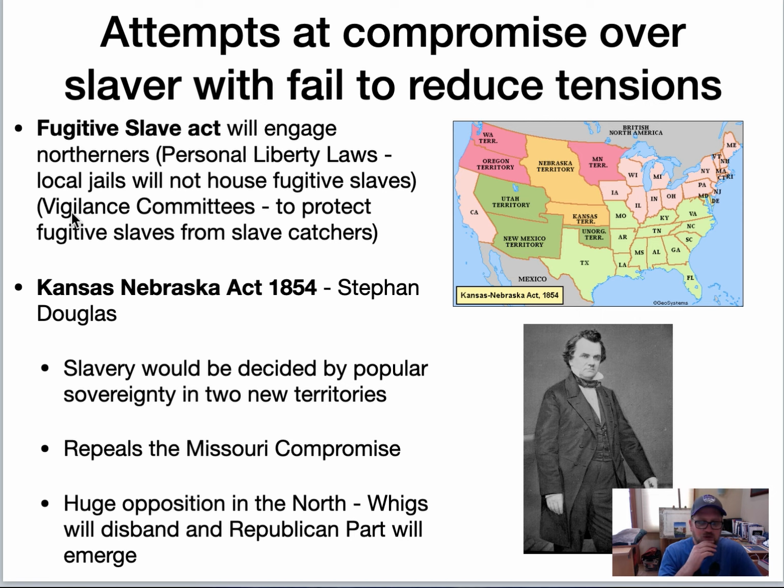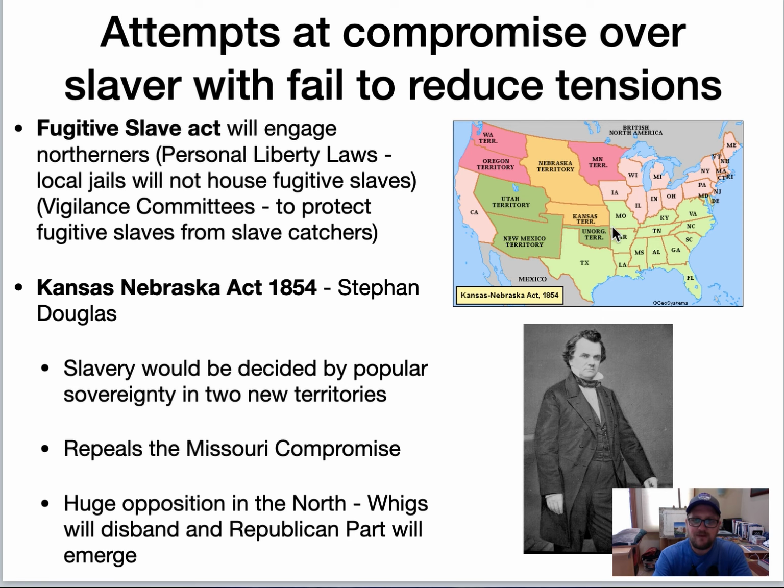So a lot of Northerners are going to be very much against Southerners coming up and trying to take back escaped slaves, or even in some cases freed black men who already had their freedom. You also have the Kansas-Nebraska Act. These two new territories being opened up from the former Louisiana Purchase territory. It was going to be promoted by Stephen Douglas, a Northern Democrat from Illinois. And in this, the issue of slavery in these territories will be decided by popular sovereignty, meaning the people of those territories will get to vote and decide if they want slavery within their territories.